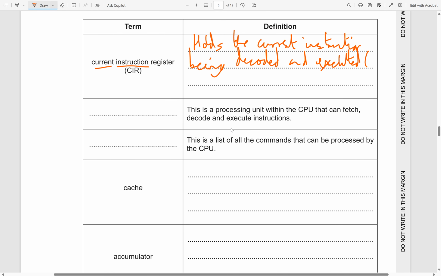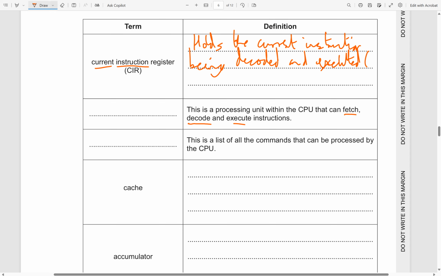The next one says this is a processing unit within the CPU that can fetch, decode and execute instructions. I'll be honest, when I first looked at this I was a bit confused. I did have to check the mark scheme to see what they said. Immediately I was thinking the control unit. That makes sense for decode because the control unit does decode. However, it doesn't really fetch and it also doesn't really execute.